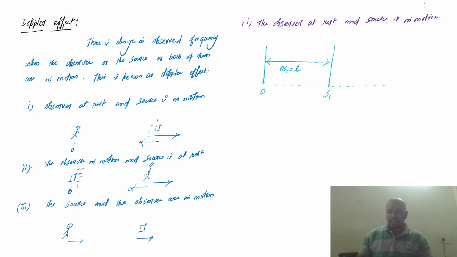At time t equal to t1, the source emits the first crest. So what is the time taken for the first crest to reach the observer? The source is now emitting the first crest, so it will take some time to reach the observer. What is the time taken?